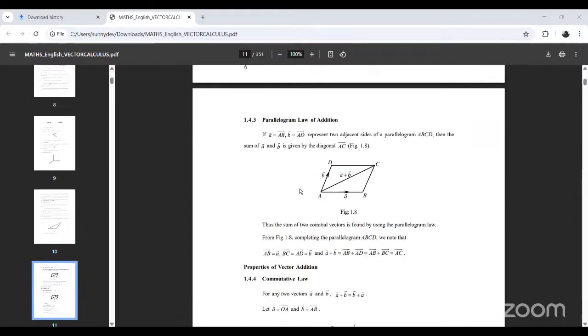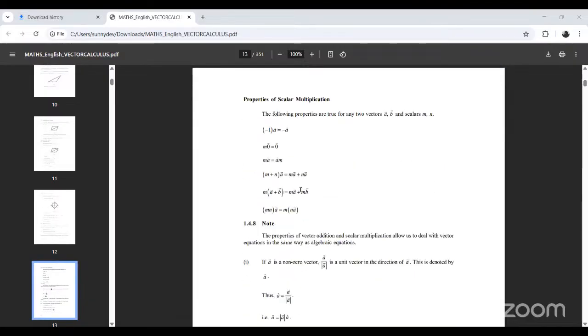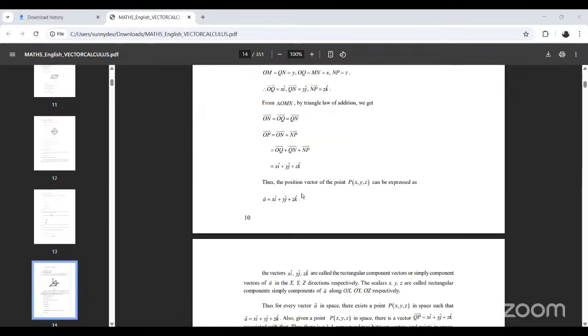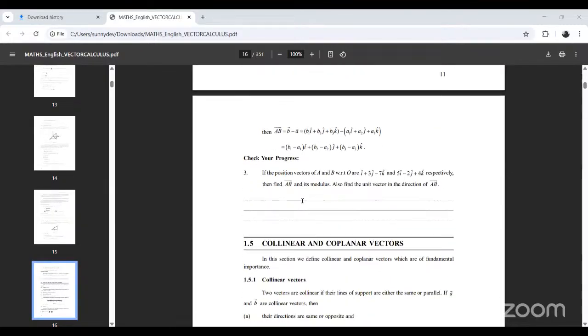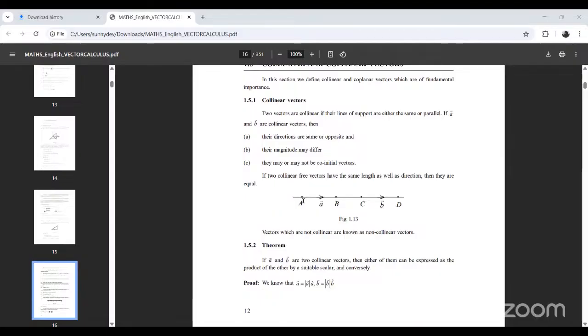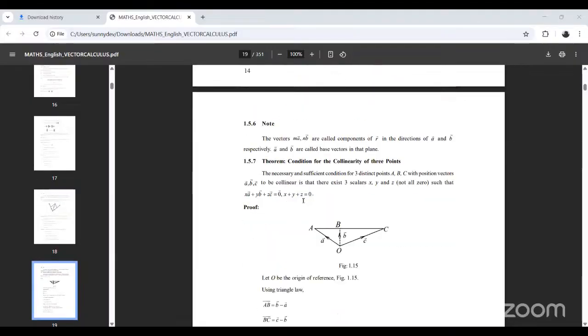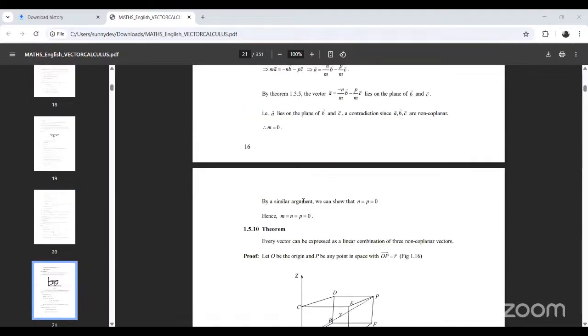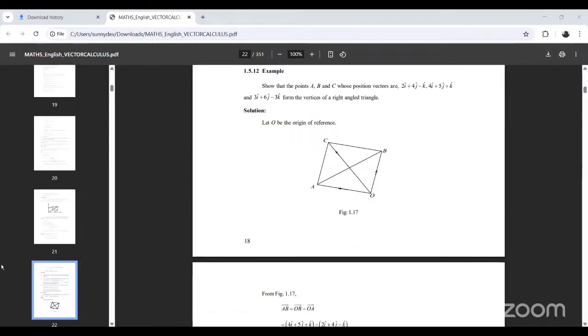One thing you have to learn: if in the examination they ask you to find collinear vectors, what does collinear mean? We have some examples there. Let's go to the example problems, so we can explain briefly what is in this first unit.